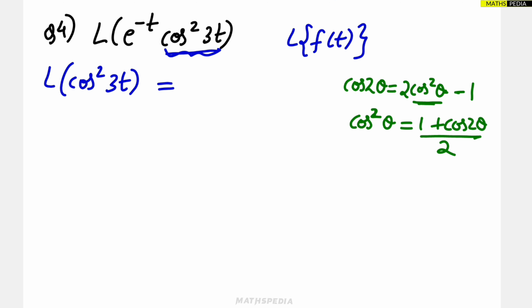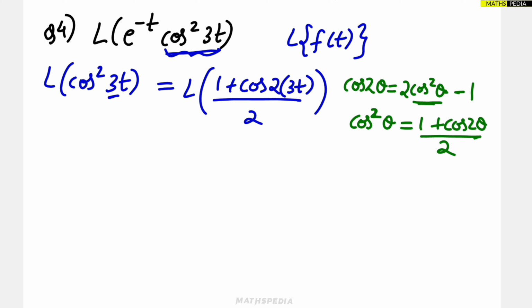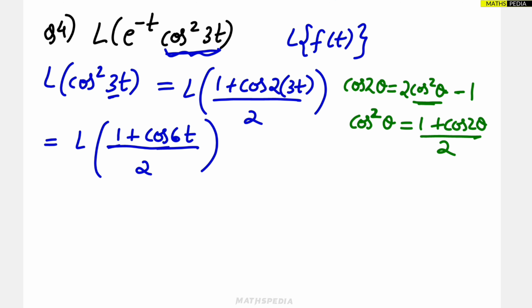So similarly here, what will happen? Cos square 3t will become Laplace transform of 1 plus cos 2 theta, what is theta here? Theta is nothing but 3t, divided by 2. So simplifying, Laplace transform of 1 plus cos 6t divided by 2. Now again, we'll split up this part. So 1 by 2 you can take it outside, that is a constant value. So I'll write 1 by 2 first. Then we can take Laplace transform of 1 plus Laplace transform of cos 6t.